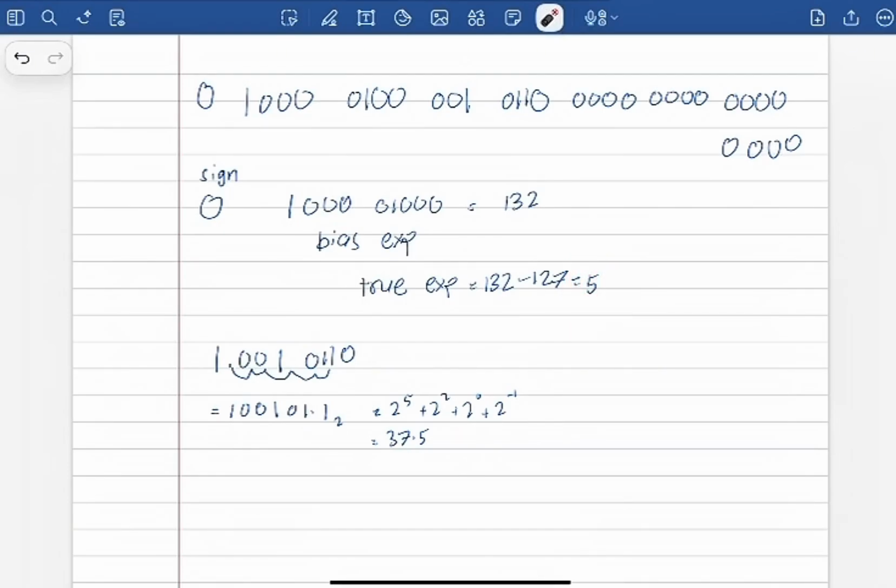And then we go to this section. We only take this because the rest is 0 and useless. And then we bring it over here. We add 1 here, and then from the decimal point we move 5 times. 1, 2, 3, 4, and 5. This is because the true exponent is 5. And then after we get this, we convert it to decimal form. After that we get 37.5. That's all. Thank you.